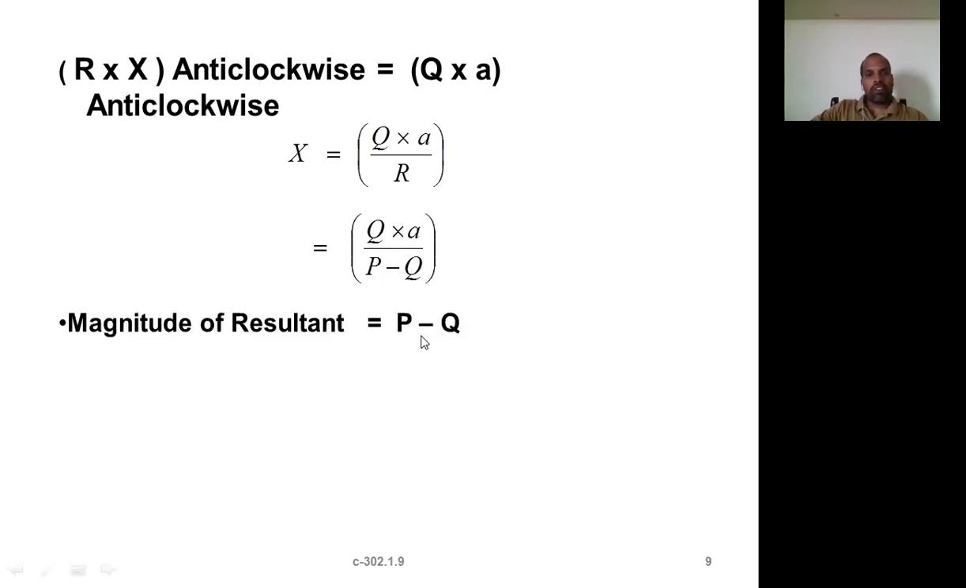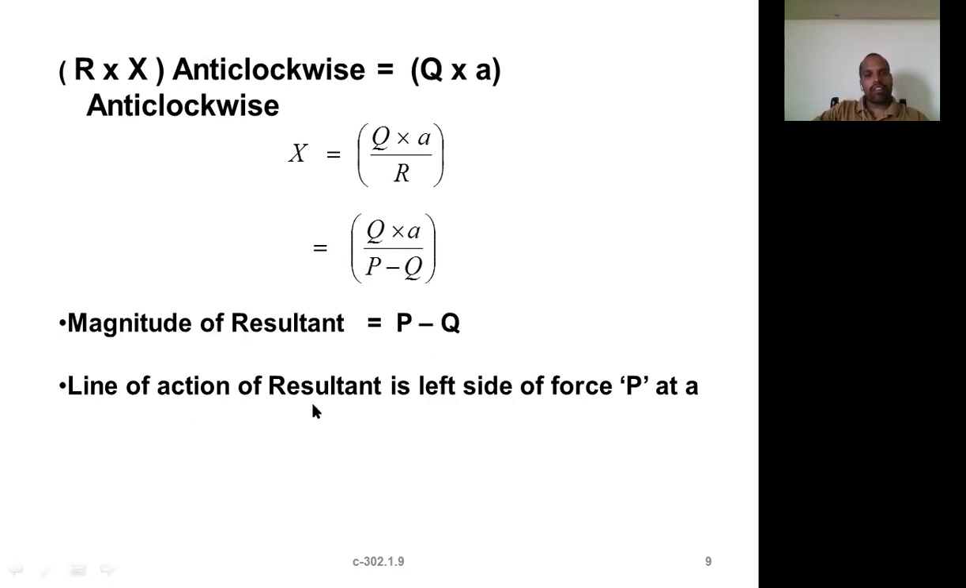Magnitude of resultant is equal to P minus Q. The line of action of the resultant is on the left side of force P, as that shall be. Otherwise, it will not create an anti-clockwise movement. If it is on the right side, that will create a clockwise movement, which is wrong. Your resultant also shall create an anti-clockwise movement. That's why it shall be on the left side of your P.